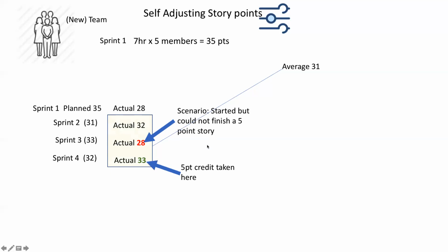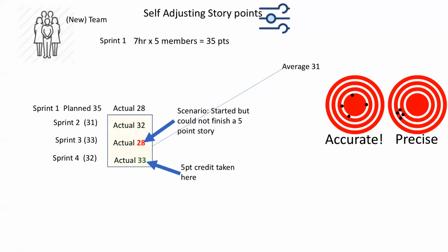Now, again, I want to emphasize this concept of accuracy and precision. Well, there'll be some people who would say, okay, I want to be absolutely precise in what I plan and what I deliver. I don't want any deviation. Well, that's fine. But as you know, in Agile, we want to go for more accuracy. So over time, the average that you take is always going to be more accurate. We don't have to beat ourselves to be precise and accurate.